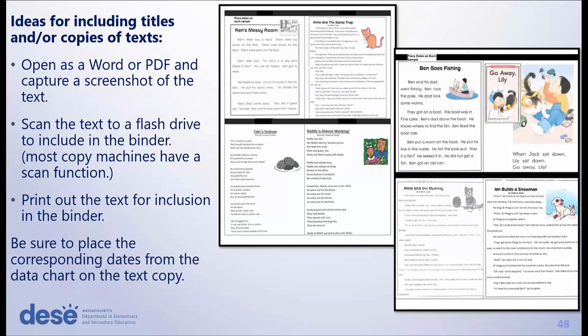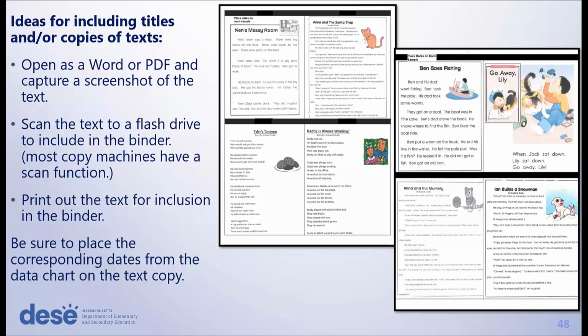Instead of copying an entire book or a whole lot of information that we don't need, all you need is a small sample of the text. So just some ideas for you. You can do a screenshot of the text. You can scan it to the flash drive and put it in the binder. And I do know that most copy machines now have a scan function.